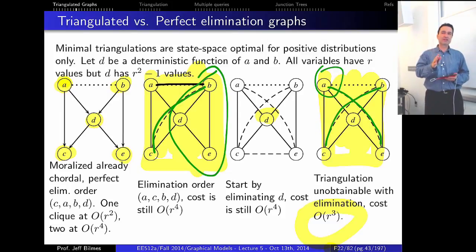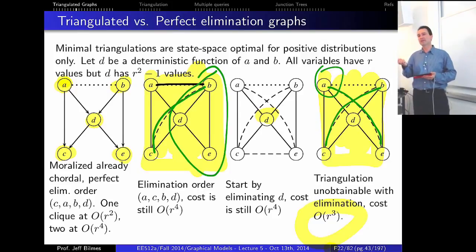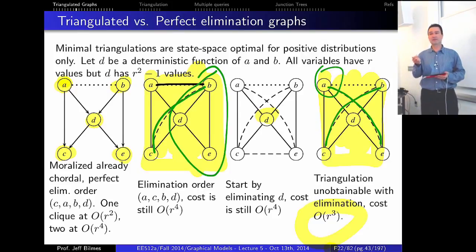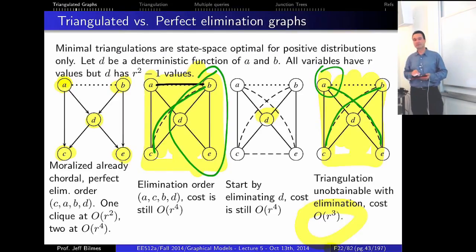So the point I'm trying to say is that the elimination process can give you all minimal triangulations of the graph. But there are real-world cases where, if you're doing exact inference, a minimal triangulation of the graph is not state space optimal. Okay, any questions on that?